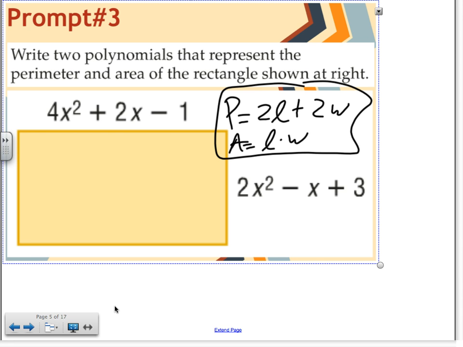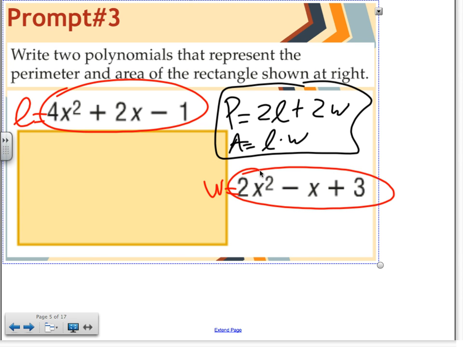Do we have length already here? Even if it's not a number, do we have it? Yes, we do, right? So what is the length? Okay, so we just say the length is this particular expression right there: 4x squared plus 2x minus 1. It's long, but it is the length, isn't it? Where's the width then? 2x squared minus x plus 3. Okay, so I'm just going to go ahead and identify that as well. That is my width. I have the length, I have the width.